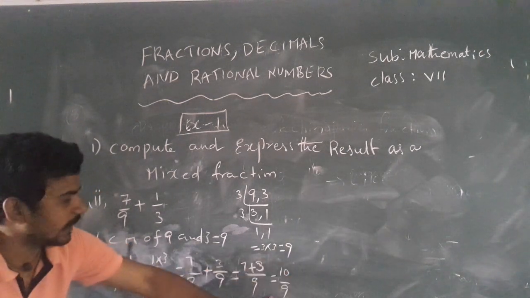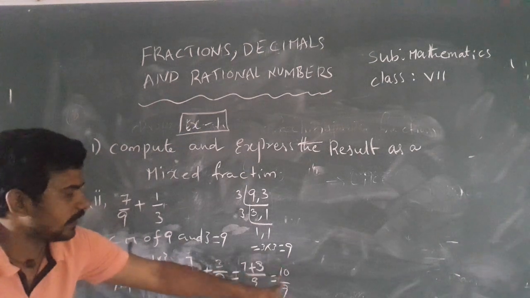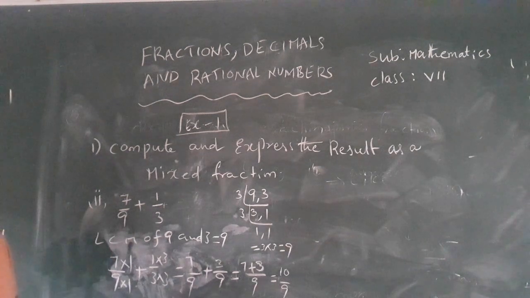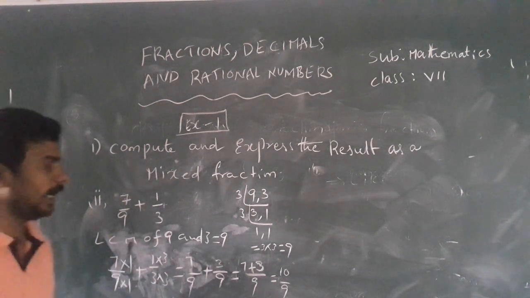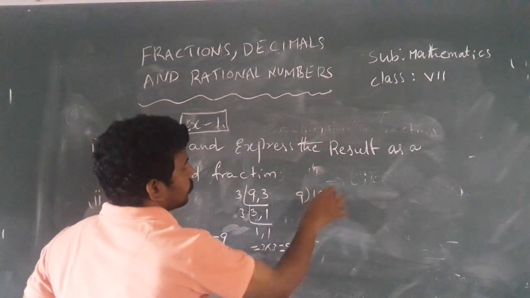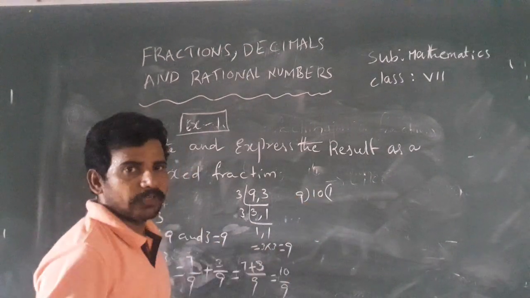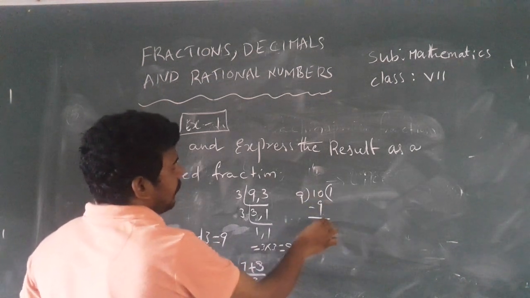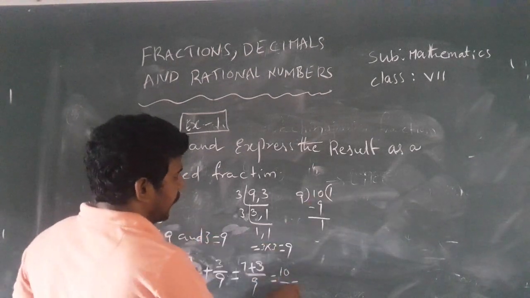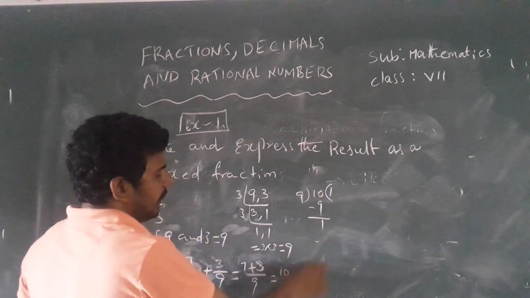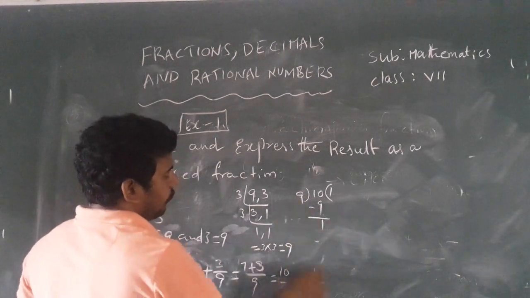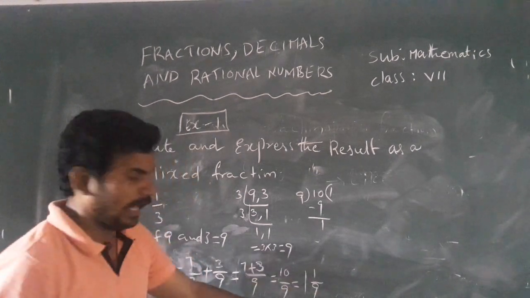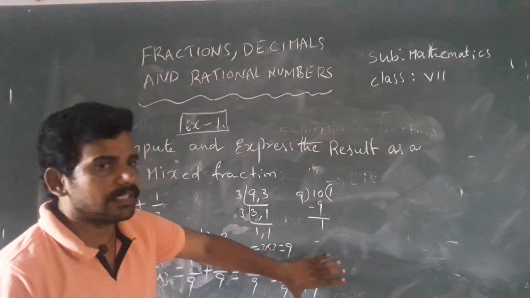Now this is an improper fraction. Why is it an improper fraction? The numerator is bigger than the denominator. So do the division for 10 by 9 to get a mixed fraction. 9 in 10, 1 time only divisible. So 9 1 jar 9. Do the subtraction: 10 minus 9, how much, children? 1. Now take the quotient place: 1. The remainder is 1 by divisor 9. So 10 by 9 equals 1, 1 by 9. This is the mixed fraction.